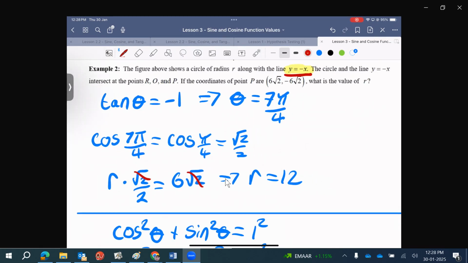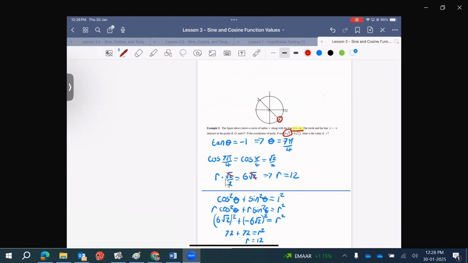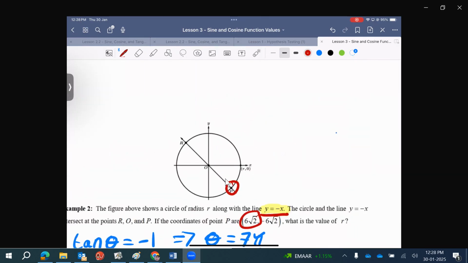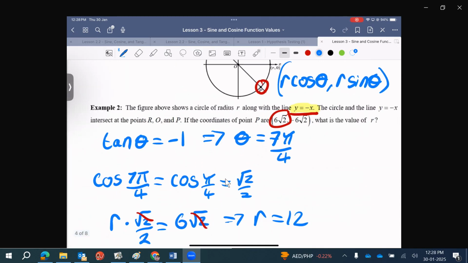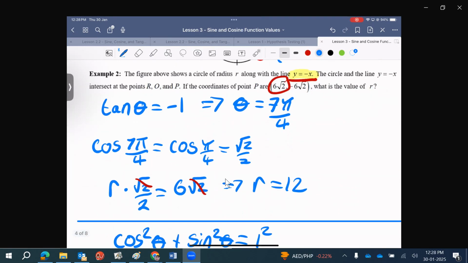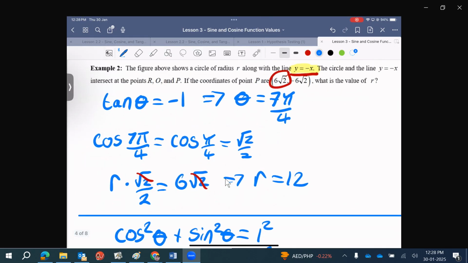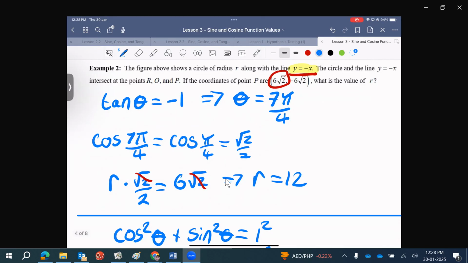So r times root 2 over 2 has to be equal to this coordinate here. Because in a lot of these questions, we're using the fact that the coordinates of any point is r cosine theta, r sine theta. So if we find out what theta is, we can find out what the cosine of theta is, and then r times that value has to be equal to the x coordinate. And that's what the technique uses.